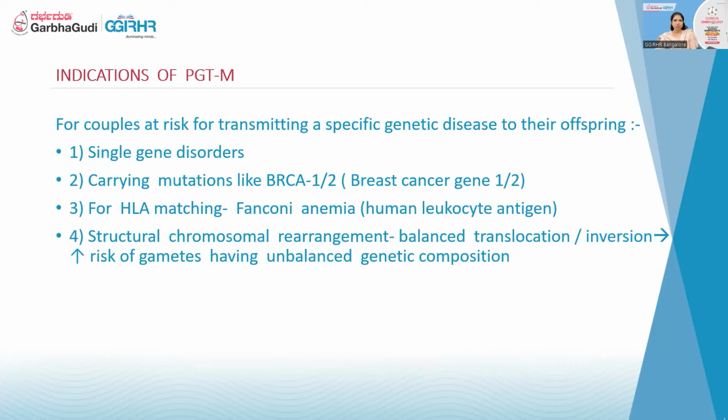So indications for PGT, for PGT-M, are couples at high risk for transmitting a specific gene disease to the offspring. So who is at a high risk for transmitting the disease? Single gene disorders. If they are suffering from single gene disorders, carrying mutations like the breast cancer gene, for HLA matching in case of anemia, or chromosomal structural rearrangement, like balanced translocation or inversion, those kinds of cases can also go ahead with PGT-M.